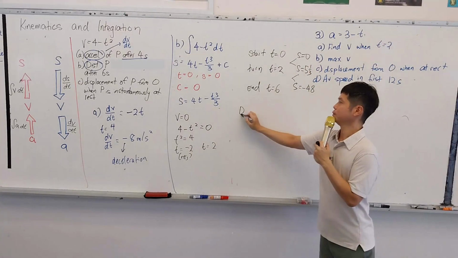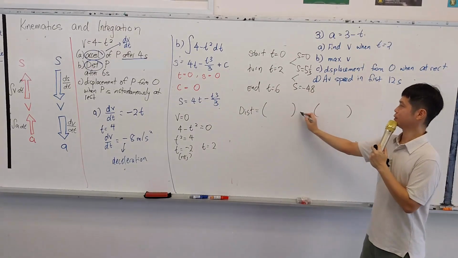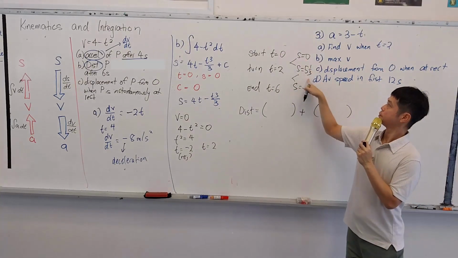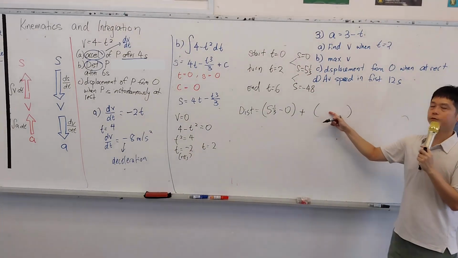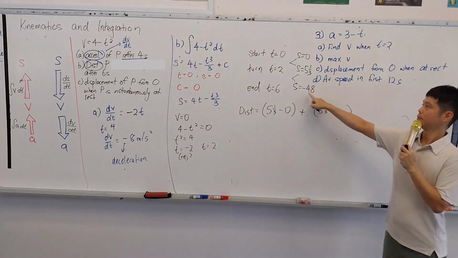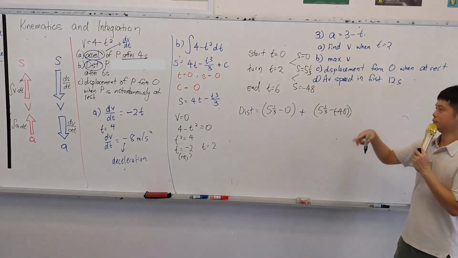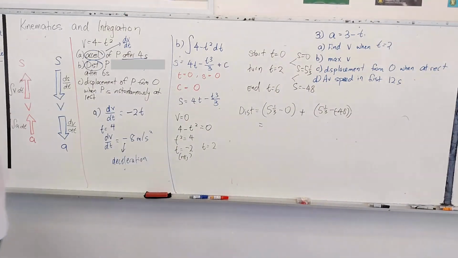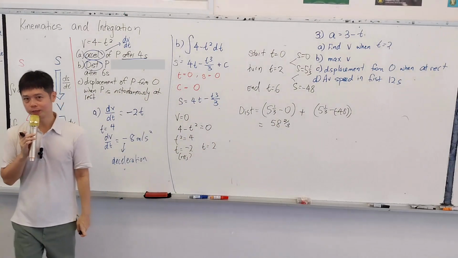So let's use the final formula. Distance is big minus small, and you add these 2 up. So what is the big number here? 5 and 1/3 minus the small one. Okay, down here, which is the big one? 5 and 1/3 minus negative 48. And yeah, Jolene said plus, you can write plus. And the final distance is, and we are done with part B only.